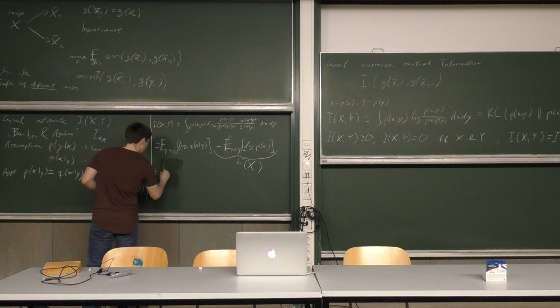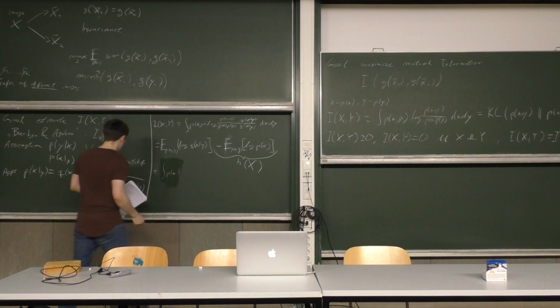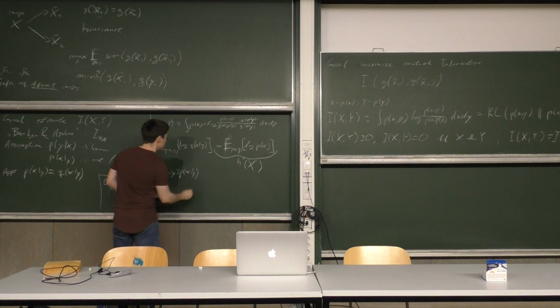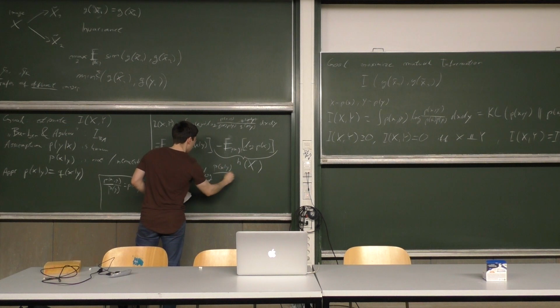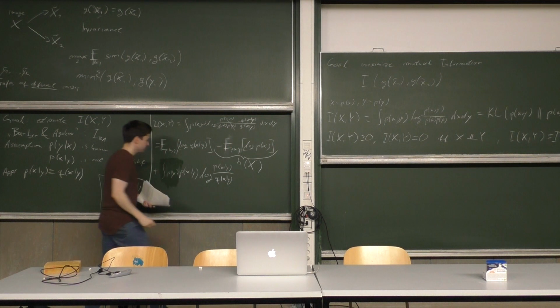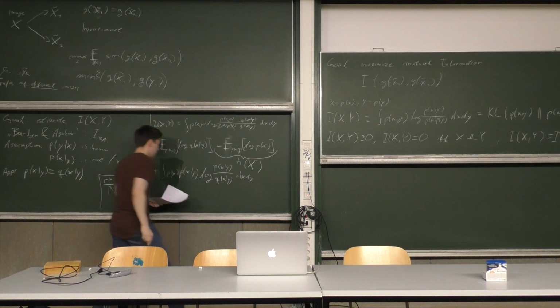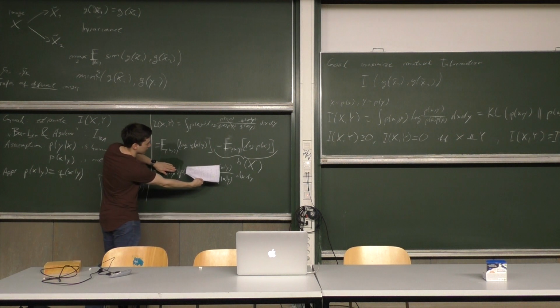What's then left is the integral of p of x and y, which we can write as p of y times p of x given y. So this is equal to p of x and y, right? Times the logarithm of p of x given y over q of x given y, dx dy. And now if we just look at this part, then this is exactly the Kullback-Leibler divergence between p of x given y and q of x given y.